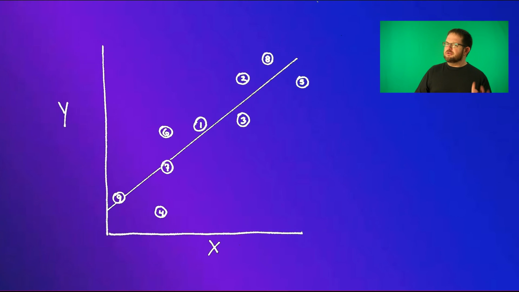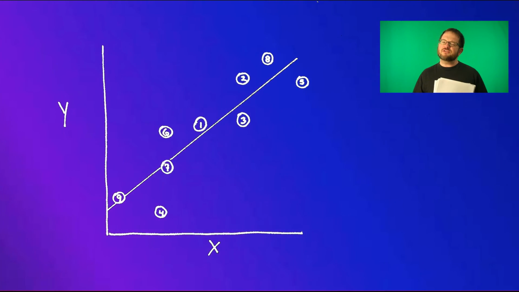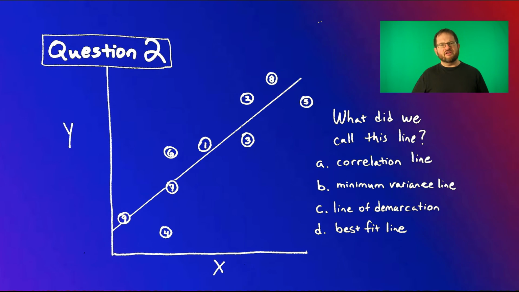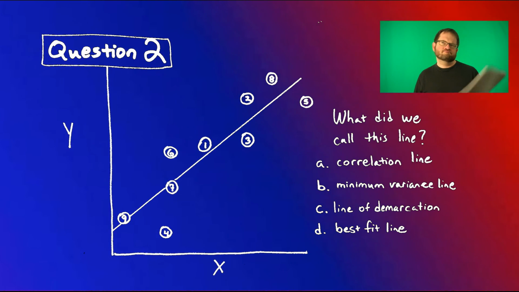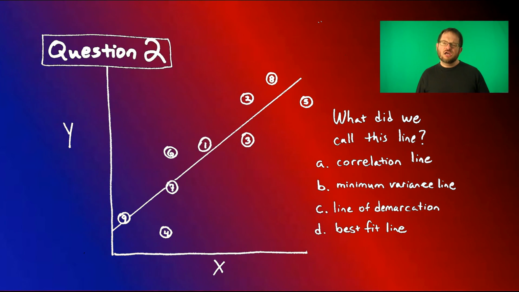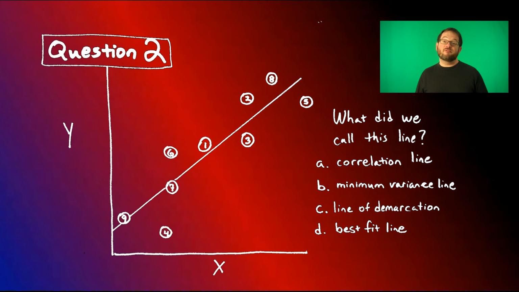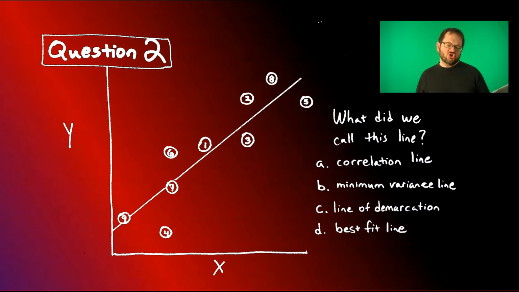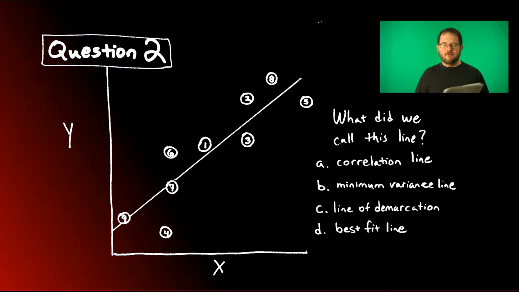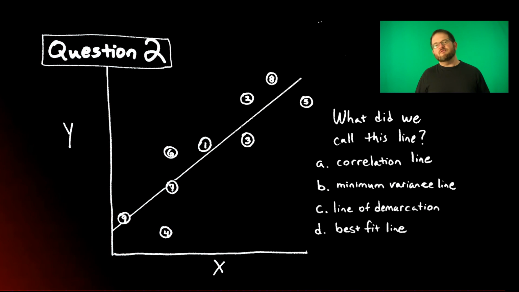Now, before we get any farther, let's pause for a moment and ask ourselves a question about that. Here's question 2. What did we call that line that I just sketched in there? Back in Module 4 or whatever, when we started doing descriptive statistics, what did we call that line? Was it called the correlation line, the minimum variance line, the line of demarcation, or the best fit line? Make your choice from one of the 4 answers below this video, and we'll get some feedback before we move on in this lecture.